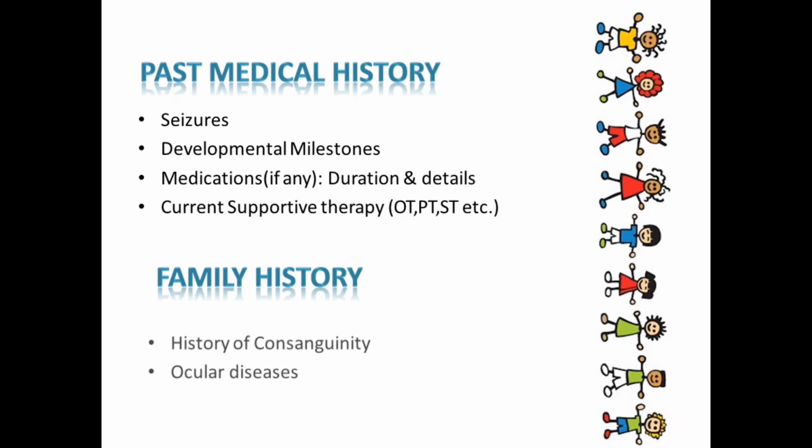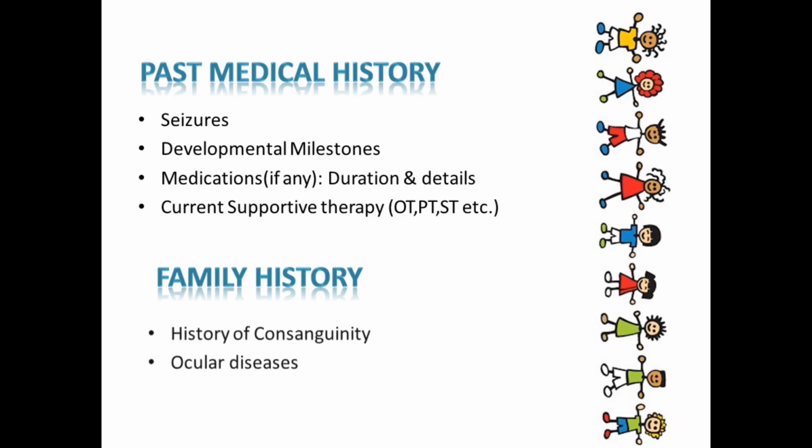Along with that, you should always ask the family history. It is a very important thing: whether there is a marriage in a blood relation, or any kind of ocular disease within the family or not.